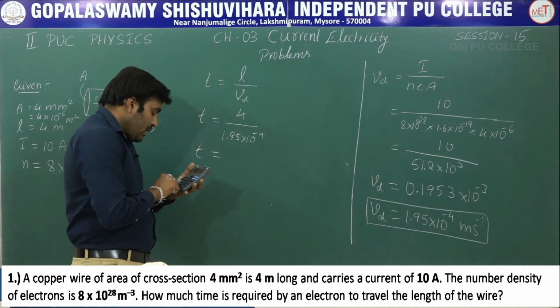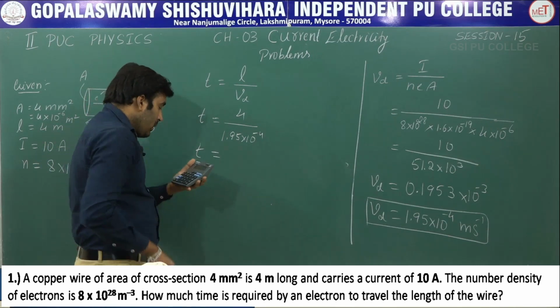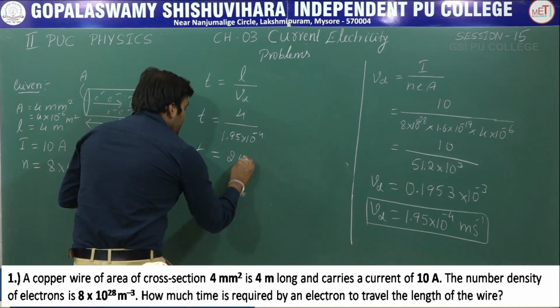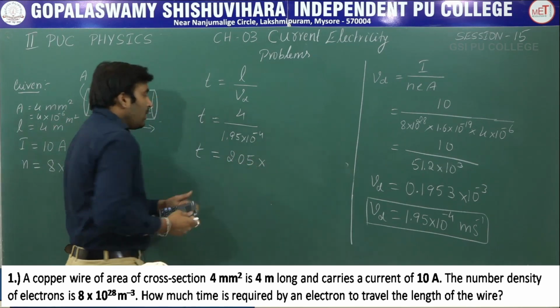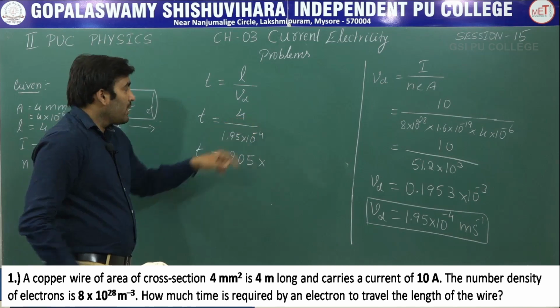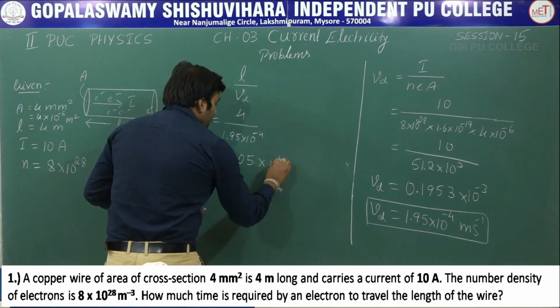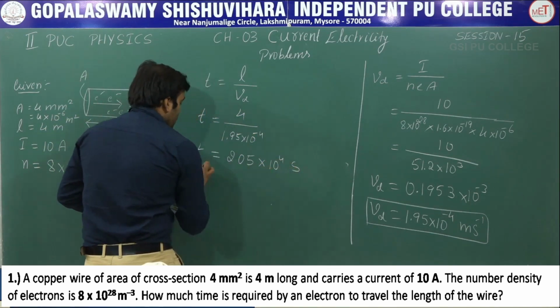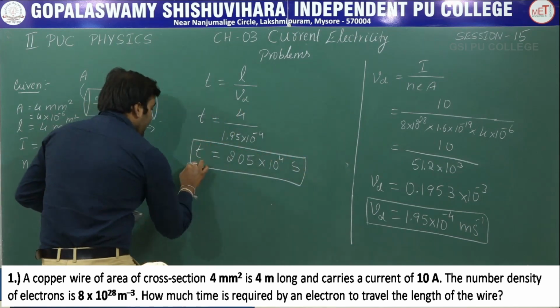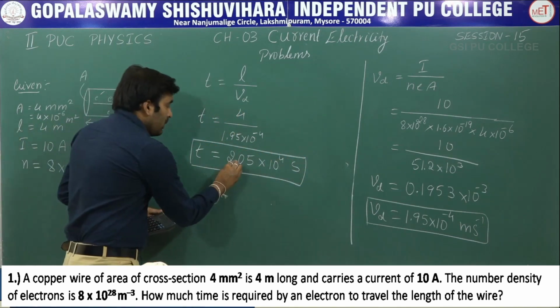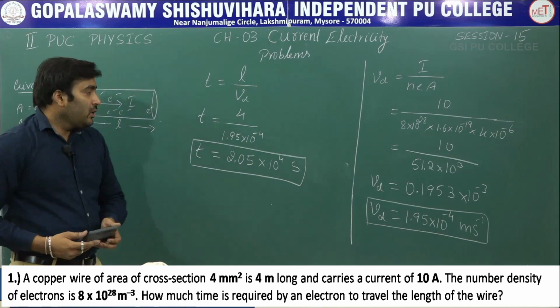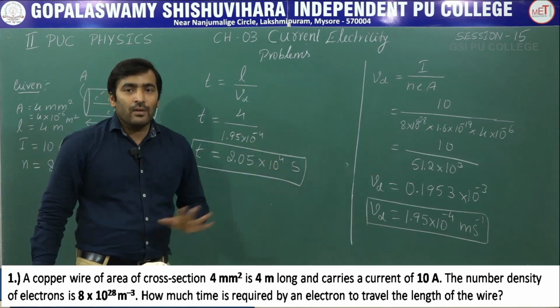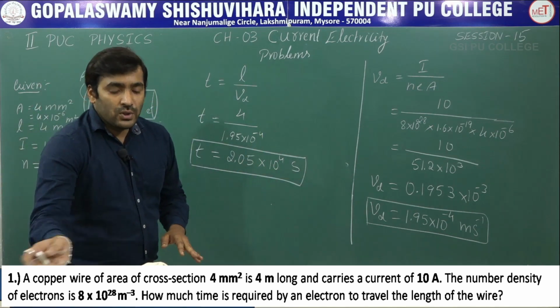4 divided by 1.95. So this will be 2.05 into 10 power minus 4 goes to numerator. This becomes 10 power plus 4 seconds. So we got the value of time, T is equal to 2.05 into 10 power 4 seconds. Next we will move on to the next question.